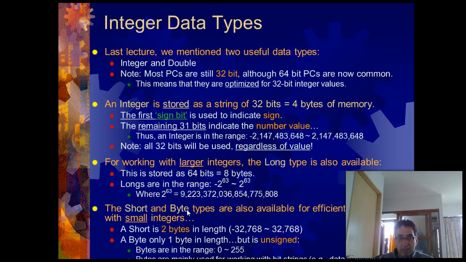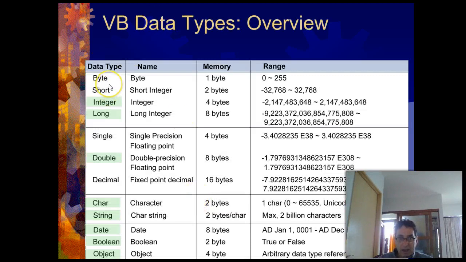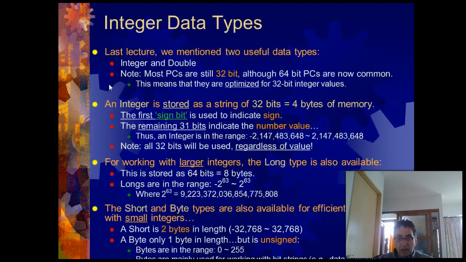Okay, the short and byte types, those are two other types that we have here. Short and byte types are also available for efficiently working with small integers. So if you know you're only going to be using small integers, you can reserve less memory for them by declaring them as short or even byte. A short is 2 bytes in length, and if you're always using integers that are in this range, you could declare them as short.